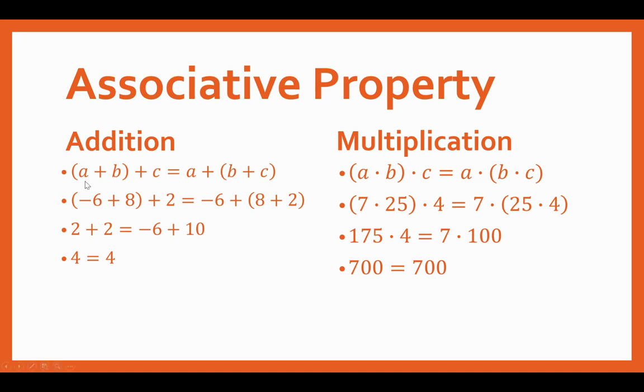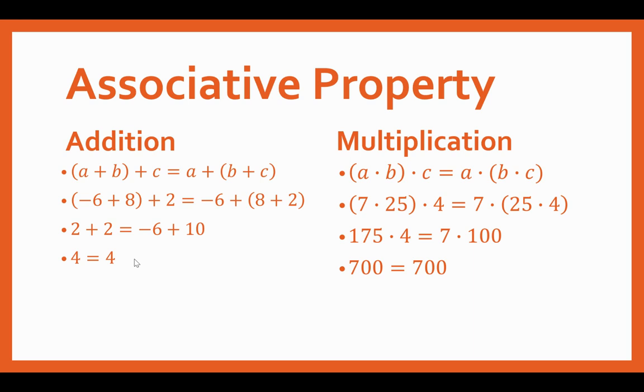So if I have (a plus b) plus c or a plus (b plus c), they're going to be equal because it's all addition. There's no fancy subtraction in here. It's all just straight addition. So it's kind of like (negative 6 plus 8) plus 2 as compared to negative 6 plus (8 plus 2). Well, negative 6 plus 8 is 2, plus 2 gives us 4. 8 plus 2 is 10, so negative 6 plus 10 is also 4. So the additive associative property works for addition.